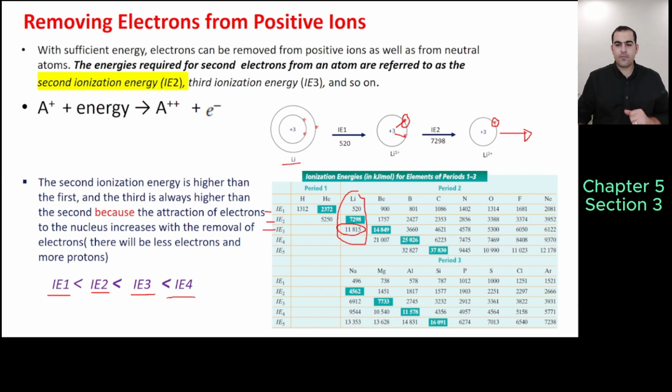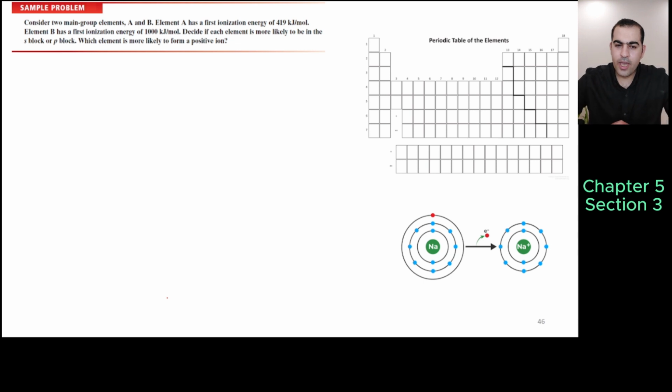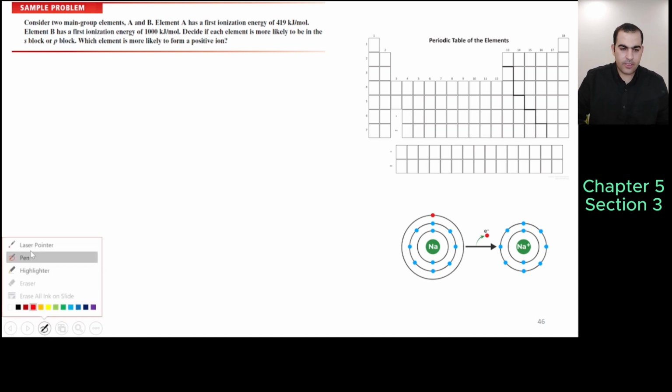Okay, let's continue. We have an example, guys. Here we have 2 elements, element A and element B. They are hypothetical elements.